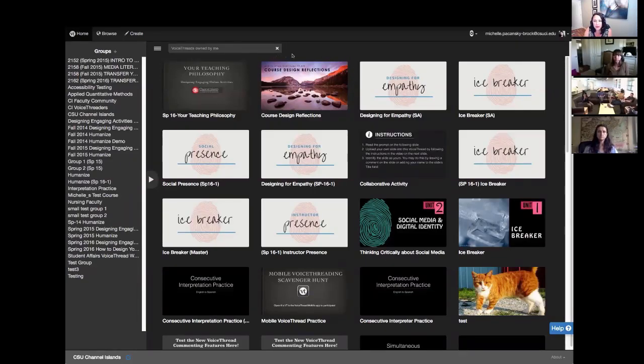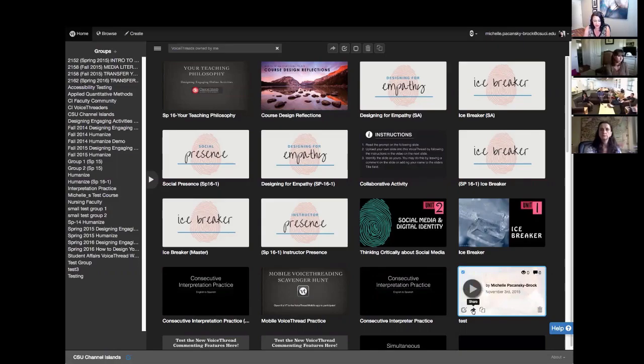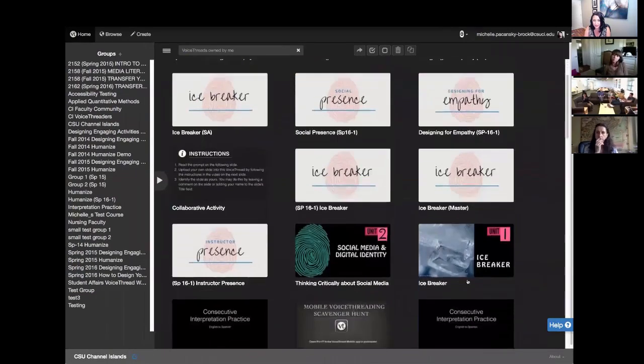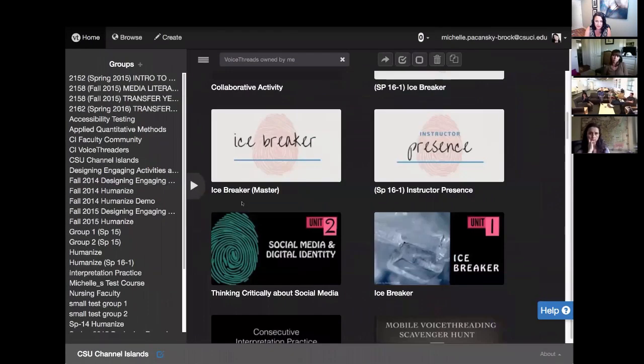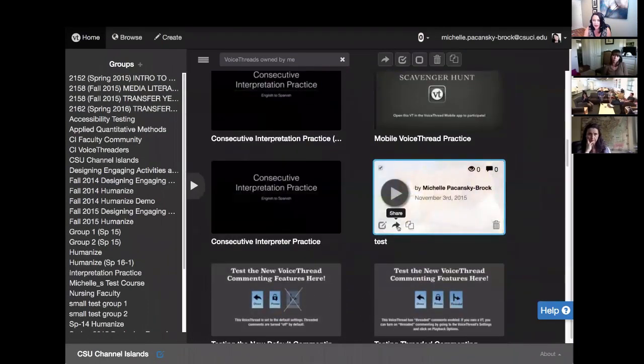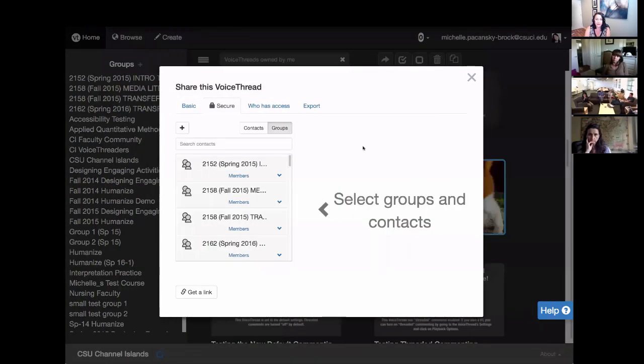So I am going to open this, my handy dandy test VoiceThread of this adorable cat. I don't even have to open it, actually. So if I just mouse over it, there's a little icon that says share. Let me make this a little bigger for you. Okay, so that is the share button. If I click there on that arrow, that pulls up the share box.